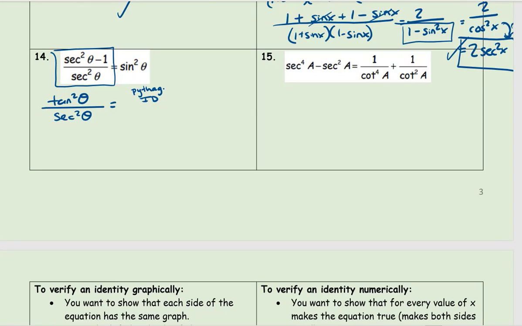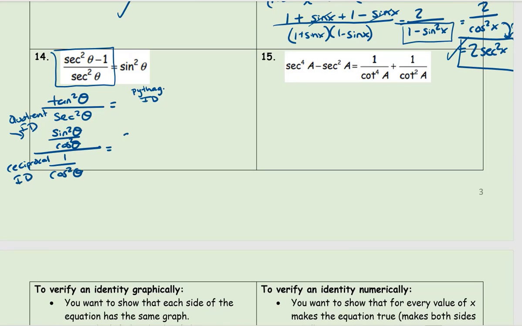Okay, so tangent squared over secant squared, we don't really have any rules in order to simplify this. So last case scenario, you can always turn things into sines and cosines. So tangent squared theta in terms of sines and cosines will be sine squared theta over cosine squared theta, and secant squared theta will be 1 over cosine squared theta. And again, we did this using the quotient identity, and this one was the reciprocal identity.